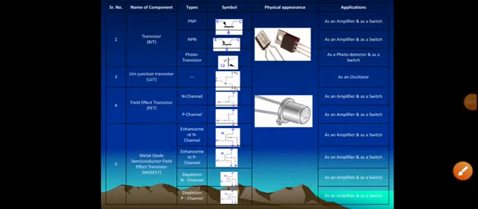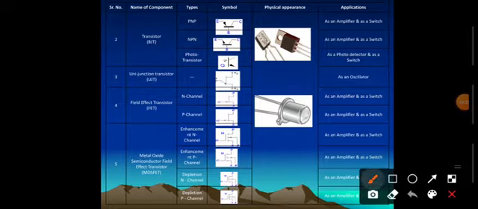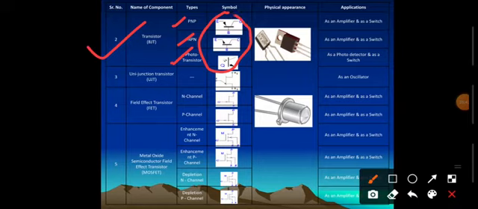Other active devices are BJT, meaning bipolar junction transistor. Three types are there: PNP, NPN and phototransistor. PNP means two P type materials and one N type. NPN means two N type materials and one P type, and you can see their symbols also: NPN, PNP and phototransistor. You should be able to identify the component from its physical appearance.